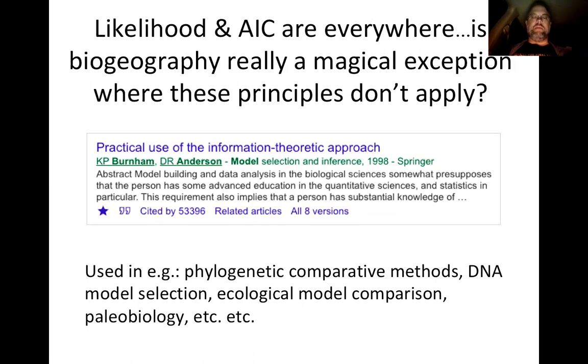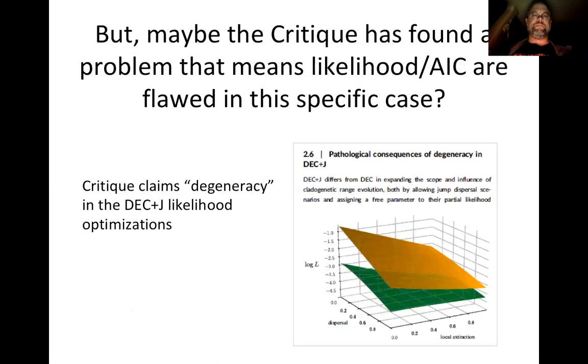All right, and of course, anyone who's done phylogenetic comparative methods or DNA model selection, chosen GTR models over Jukes-Cantor models, you've all used AIC and statistical model comparison already. So you've already accepted it if you're basically in the field of phylogenetics. So can biogeography really be different is a key question.